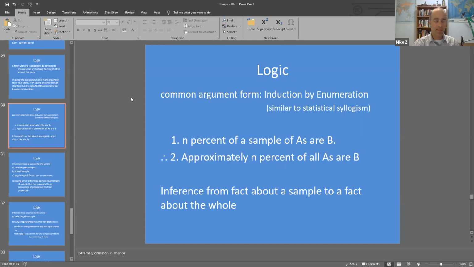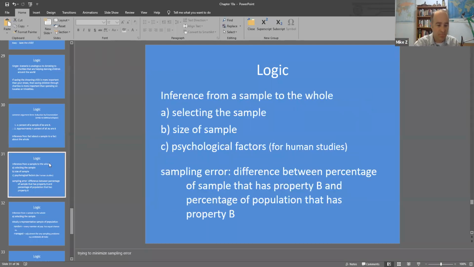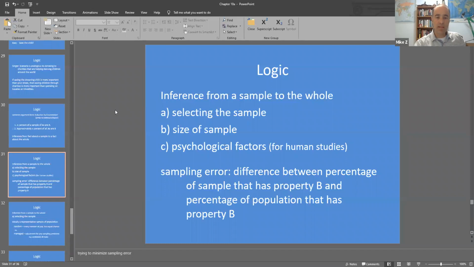So what are some of the things that we need to keep track of when we see these kinds of arguments, or if we're going to try to do this kind of a study where we're taking a sample and studying a sample and then inferring that the sample is giving us information about the whole population? So here are some of the things that you need to keep track of when you're doing this inference from a sample to the whole, right? Something that's true about a sample, and then inferring that that must also be true about the whole group or the whole population.